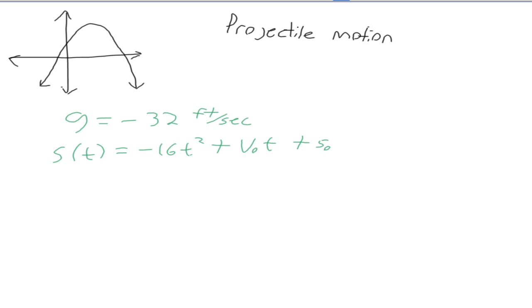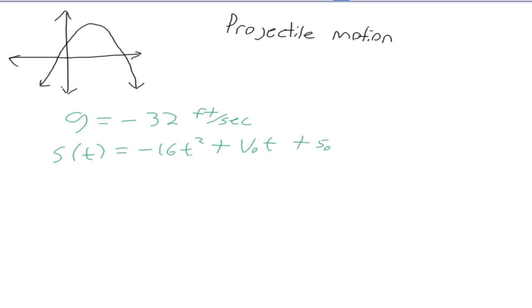And you'll probably see this formula in your textbook. You probably will see this in your calculus classes. And this is simply a quadratic equation that's modeling the motion of a projectile. So the first term, -16t squared, is representing the pull of gravity.